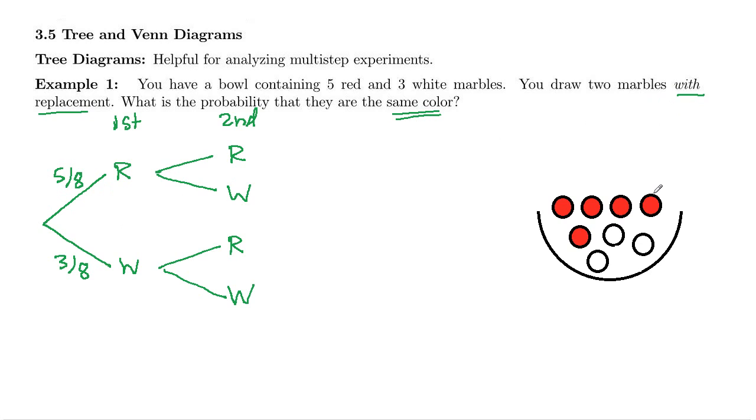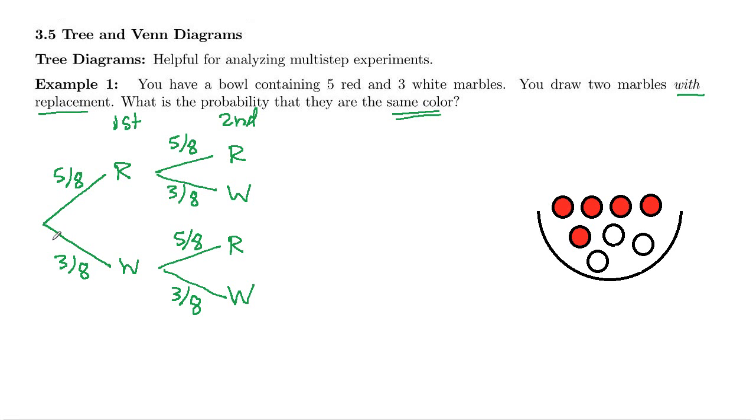Now, what we do is, if we take this branch, we take one of these red marbles and we draw it out. But it draws with replacement, so we are going to put that back in. So we're going to end up with still our 5 red marbles and 3 white marbles again. So on the second draw, my chances of drawing a red are still 5/8 and white still 3/8. And the same down here if I draw white first, 5/8, 3/8.